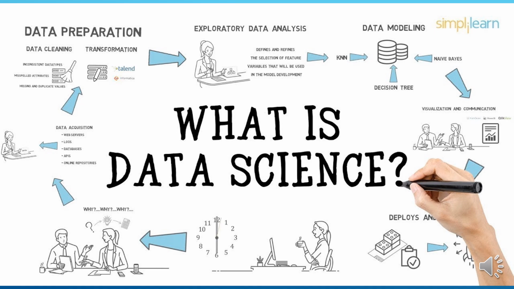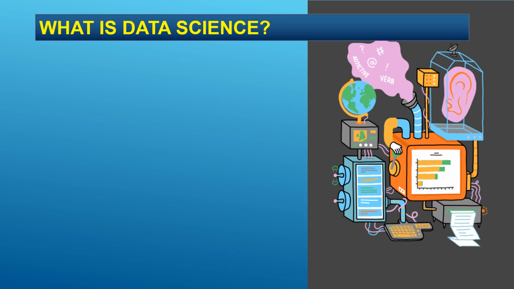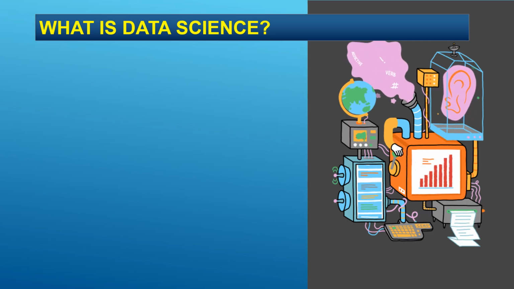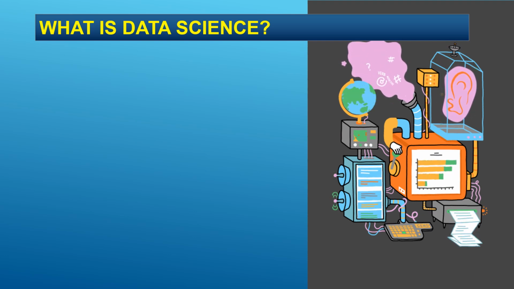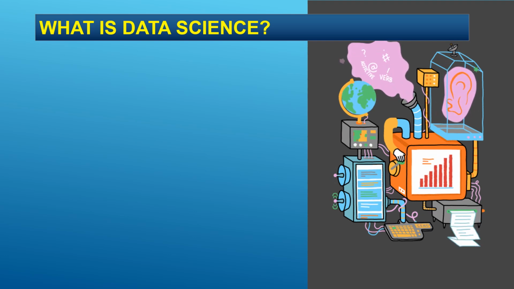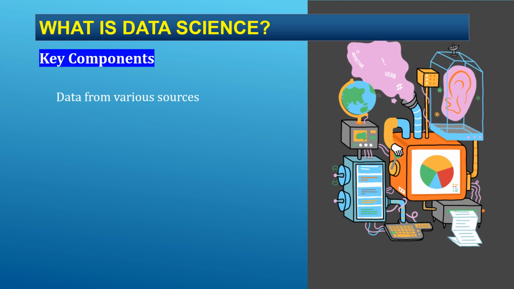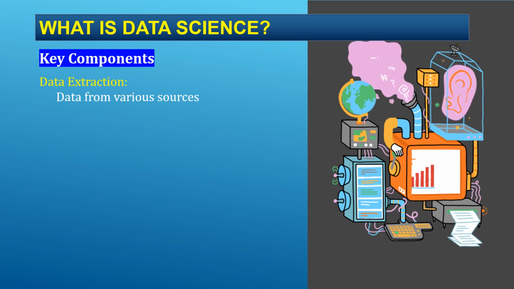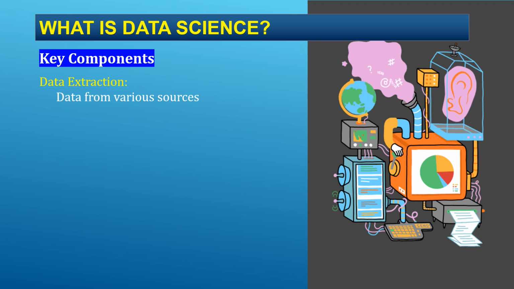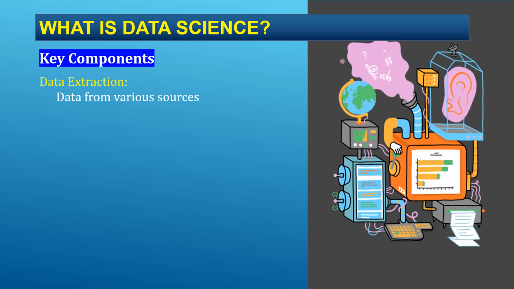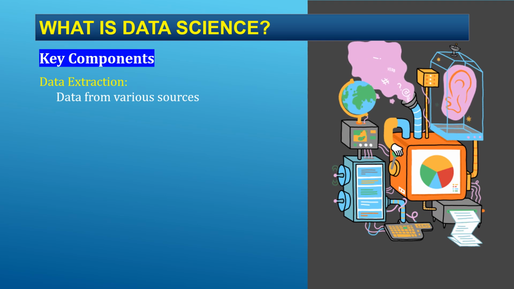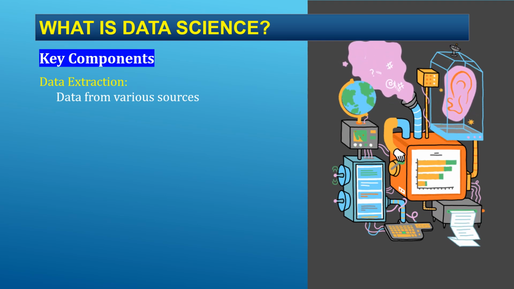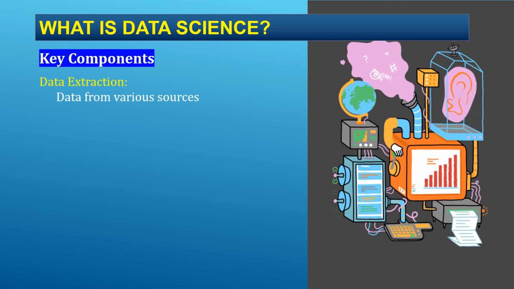What is data science? Data science involves extracting knowledge and insight from structured and unstructured data using scientific methods, processes, and systems. Key components: data sourcing, gathering data from various sources to initiate the analysis process, using databases, APIs, and web scraping to fetch data for analysis.